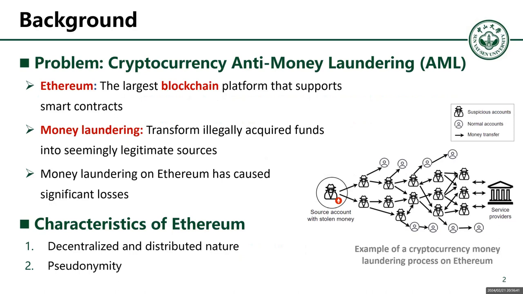Financial activities on blockchain differ from traditional finance. First, decentralized and distributed nature. Blockchain operates on a global network of nodes, free from foreign exchange controls, making it easy to evade financial regulations. Second, pseudonymity. Users can create unlimited accounts and transactions without a need for real name verification, making it challenging to chase and check transactions.